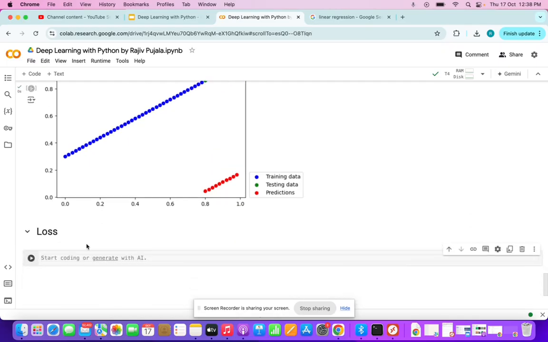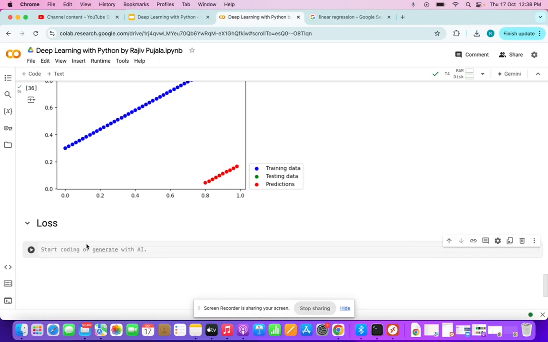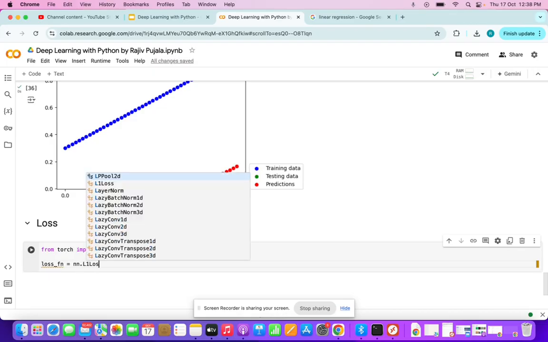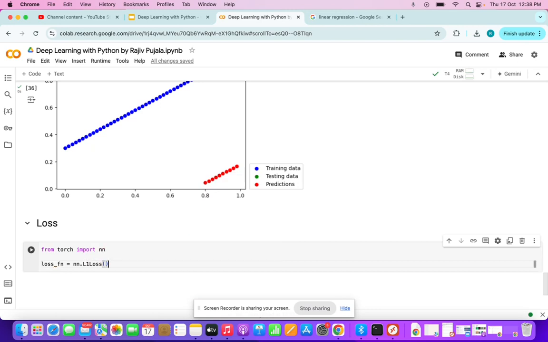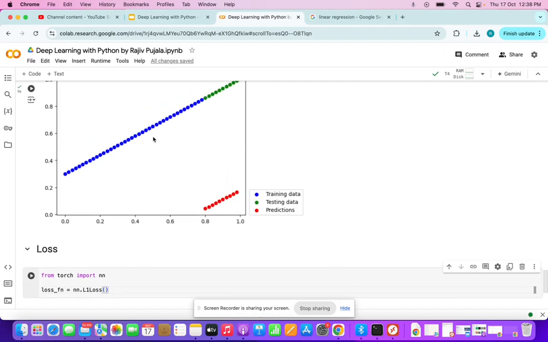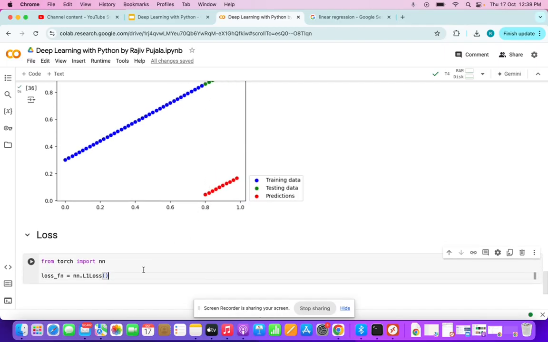For the linear regression, we already imported this nn module over here. In case you don't remember, I already wrote from torch import nn. So now the loss function is equal to nn.L1Loss. This is nothing but the mean absolute error in scikit-learn. It's the same one. Basically, we would like to understand the distance between here and here, and then we would like to reduce the loss.